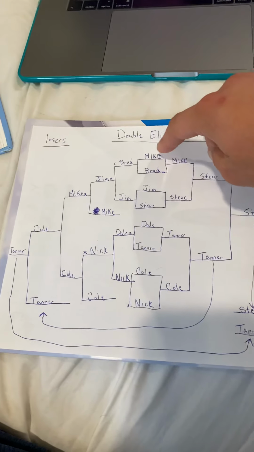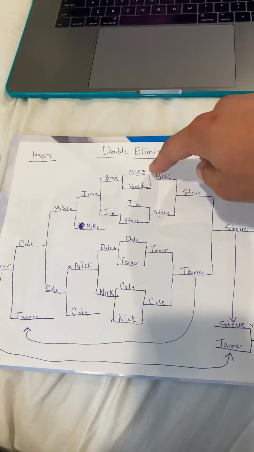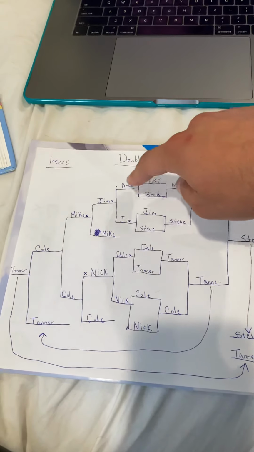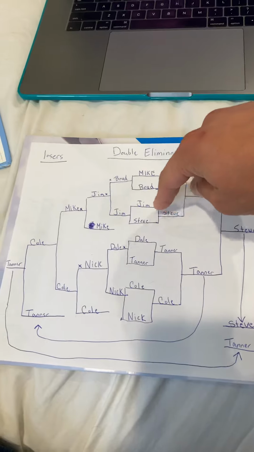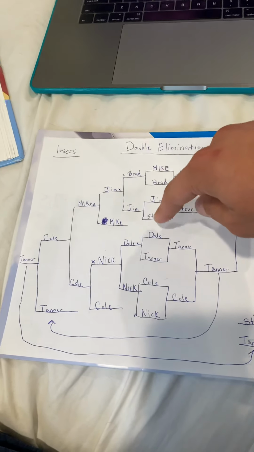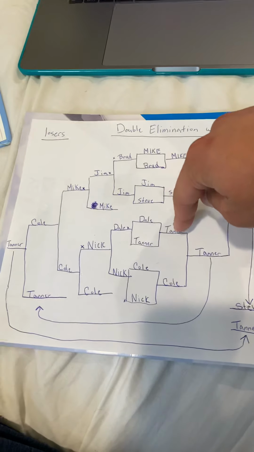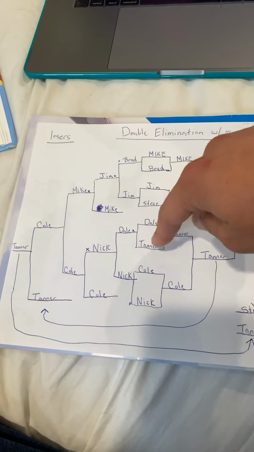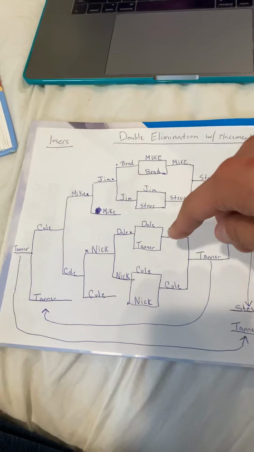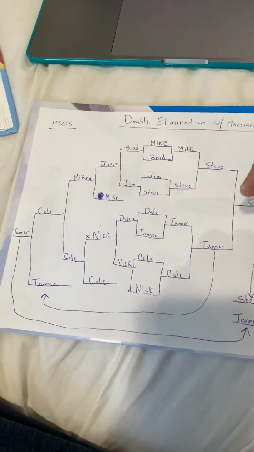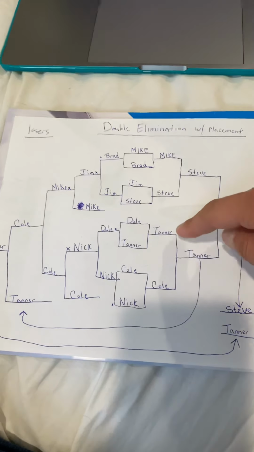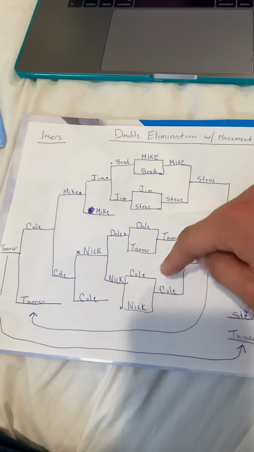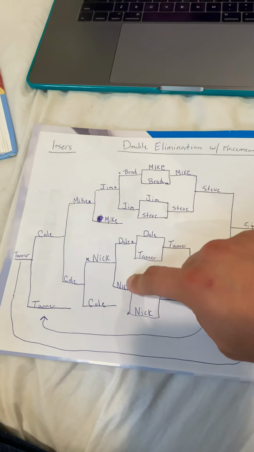So for this first game, Mike and Brad are playing. Mike wins. Brad goes to the loser side. Jim and Steve play. Steve wins. Steve goes to the loser side. Dale and Tanner play. Tanner wins. Dale goes to this loser side. And Cole and Nick go at it. This is a track meet, by the way, so they're running. And Cole and Nick play. Cole wins. Nick goes to the loser side.